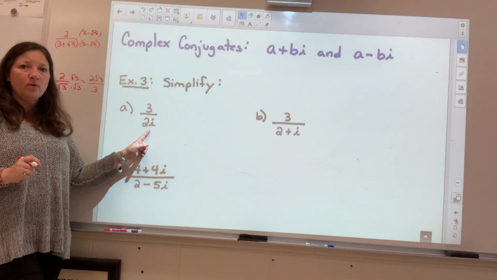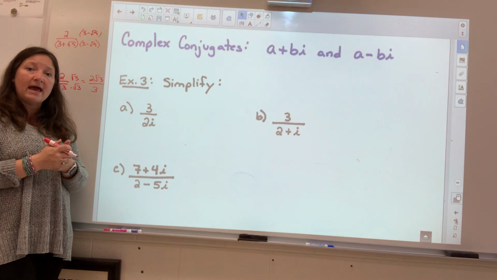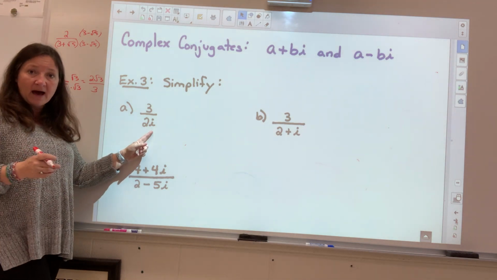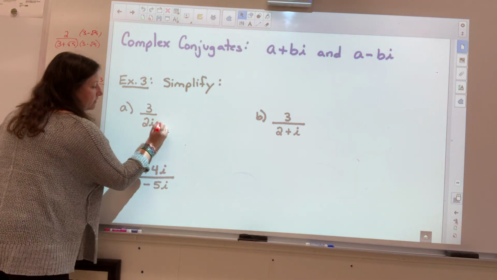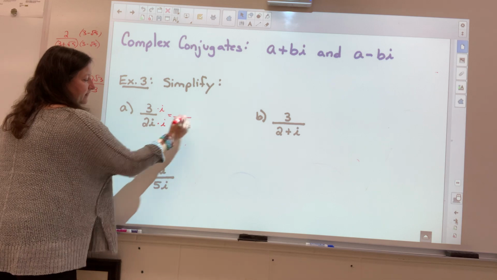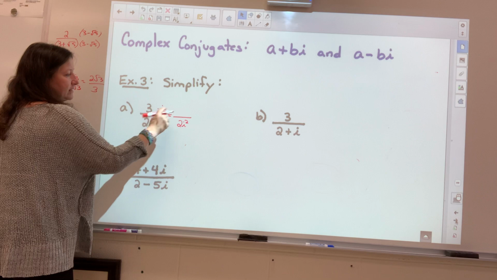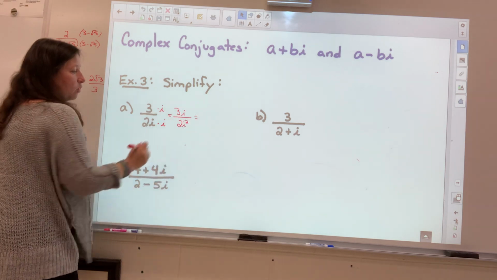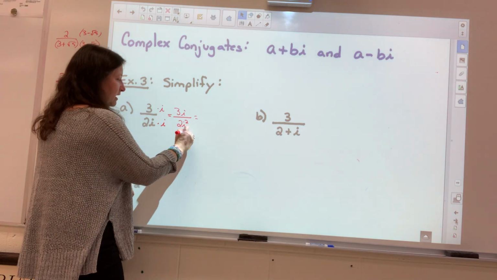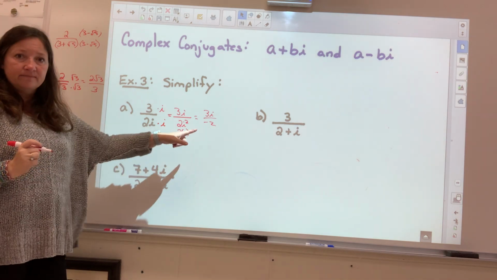Same idea here. We have to multiply this by something that will make the i go away. Well, if we multiply root 3 by itself, what do you think we multiply i by? By itself. And whatever we do to the denominator, we have to do to the numerator. 2i times i makes 2i squared. 3 times i makes 3i. What do we know about i squared? i squared is negative 1. So that makes 3i over negative 2. Did we get rid of i? Yes.